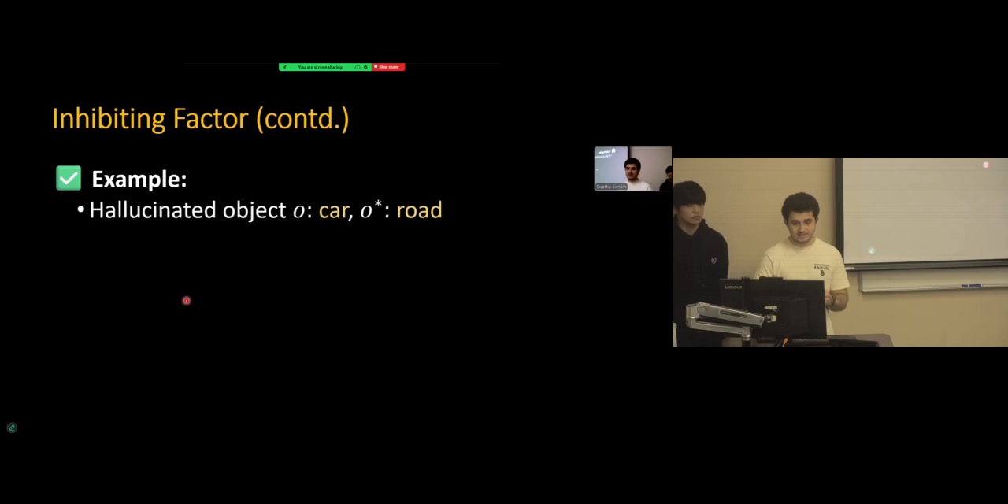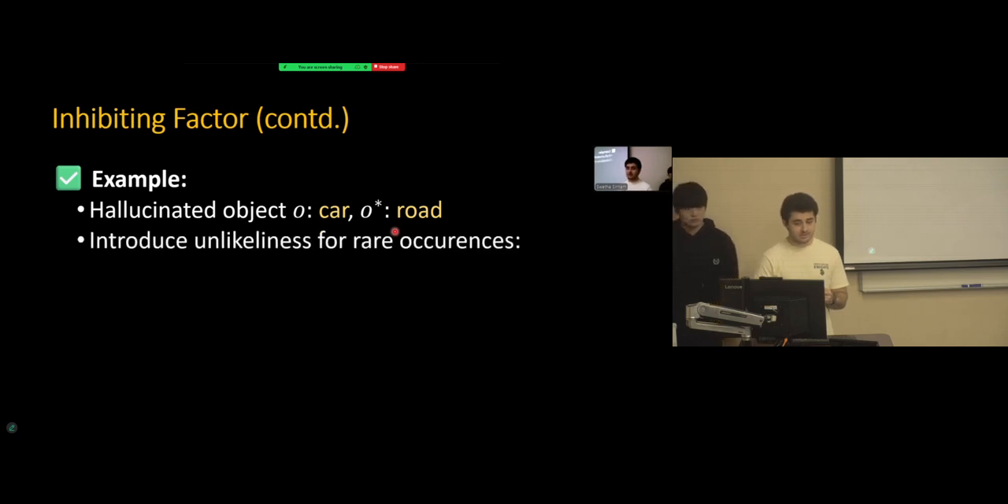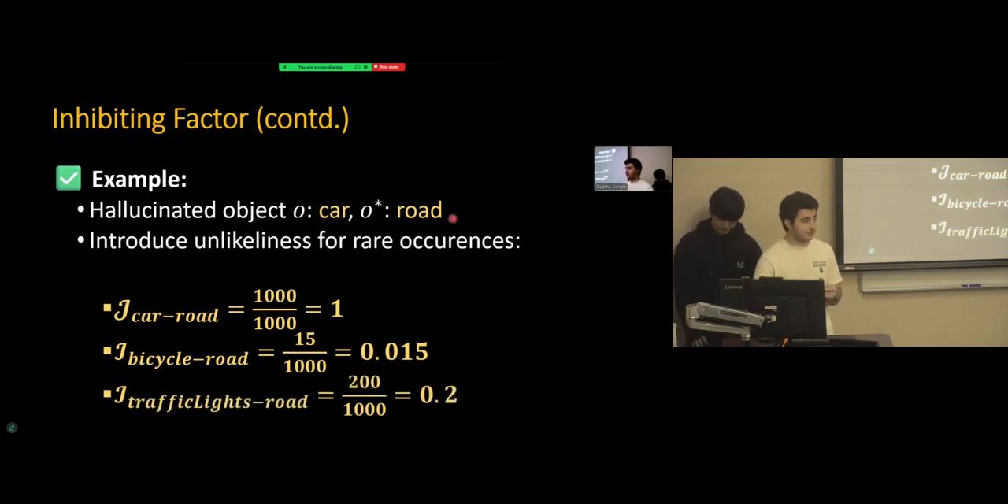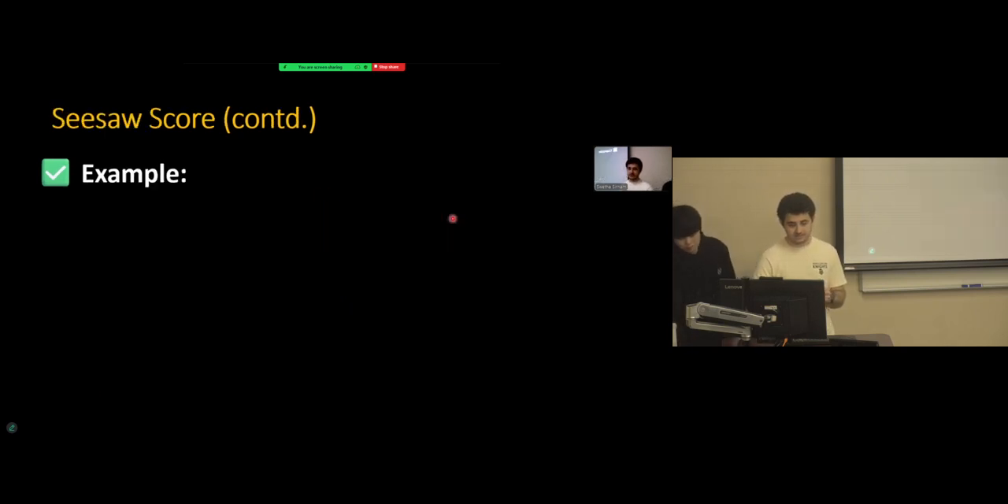So here again, the example is our hallucinated object is car, and our mostly occurring object with car is road. We need to introduce unlikeliness for some rare occurrences. Okay, so here we check our database again and see bicycle and road appeared 15 times. So we put it on the top and we divide it by the occurrence between car and road. And we apply this for each object in our data set.